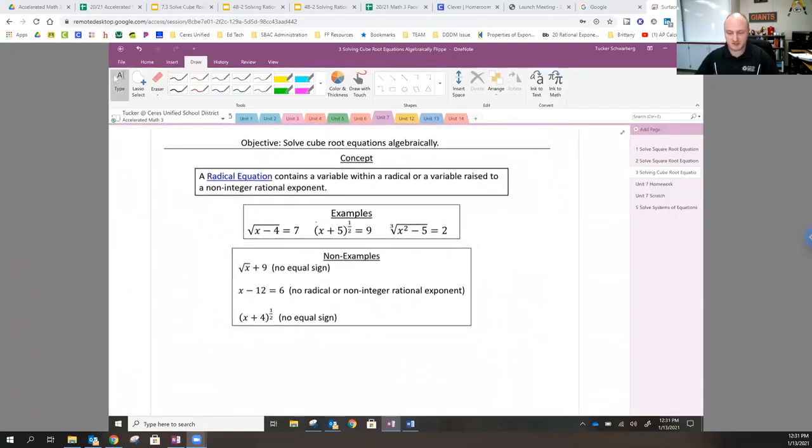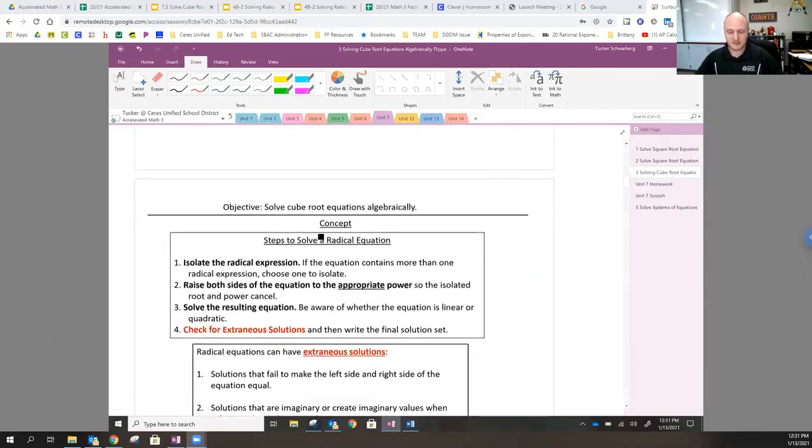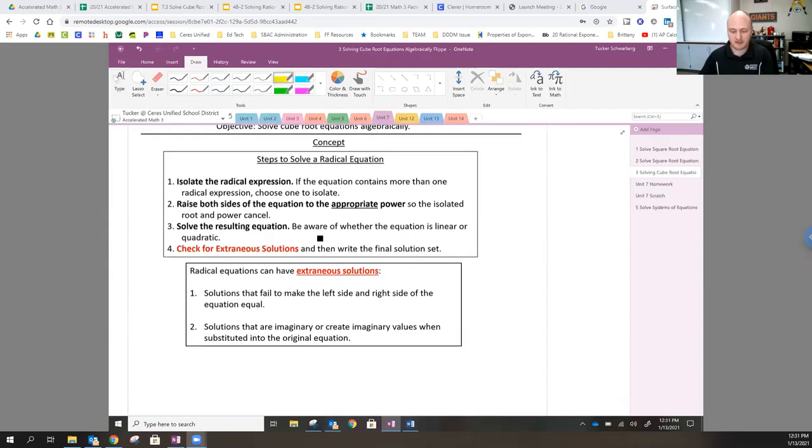So again, our objective is to solve cube root equations. Cube root equations are also radical equations, just like we've been studying before. They're equations, so they're going to have equal signs, and they involve a radical. So our whole objective, remember, is to isolate that radical expression. I have to isolate it, get it by itself, and then I can go ahead and raise both sides to the appropriate power. We're going to be raising it to the power of 3, obviously, because a cube root's inverse is a cube. Then we'll go ahead and solve the resulting equation.